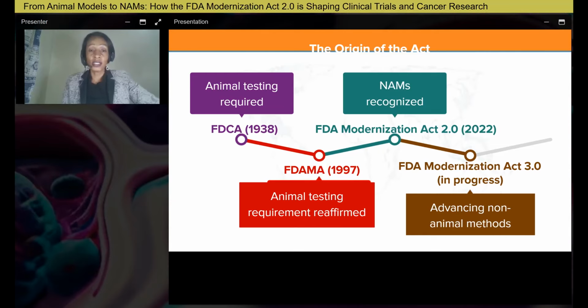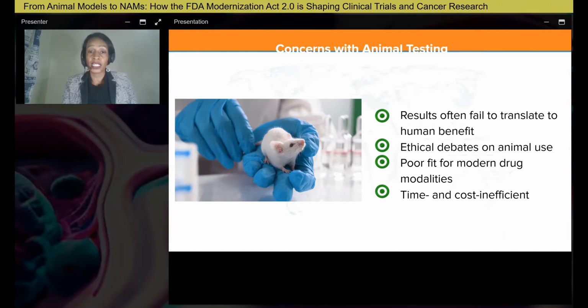The Act of 1938 was modernized in 1997, and we had the FDA Modernization Act 1.0. Here, the requirement for animal testing was reaffirmed. However, between 1997 and the year 2022, some concerns had been raised about the use of animals in the preclinical phase. And this is what led us to the current Act 2.0. We'll be looking at these concerns in the next slide. But at this point, I'd like to mention that there is an FDA Modernization Act 3.0 in the works, and this is supposed to advance non-animal methods in the preclinical phase.